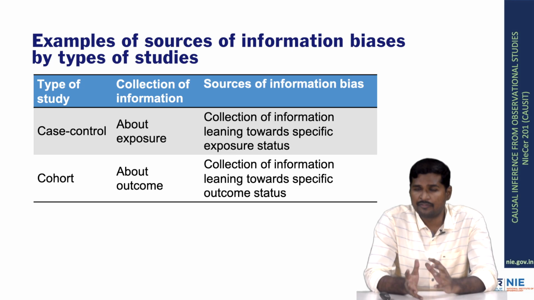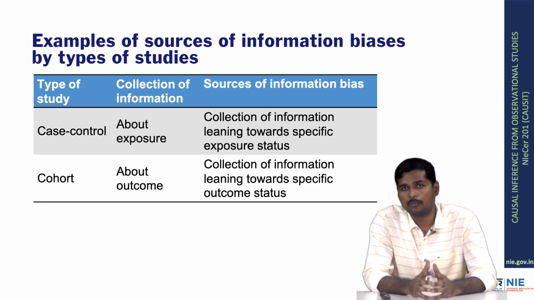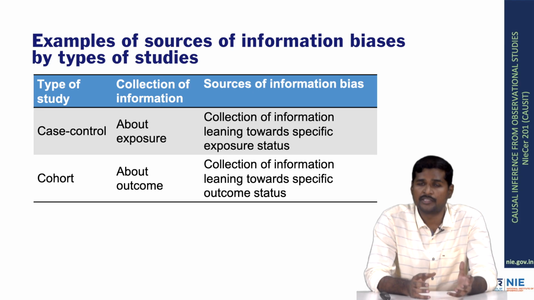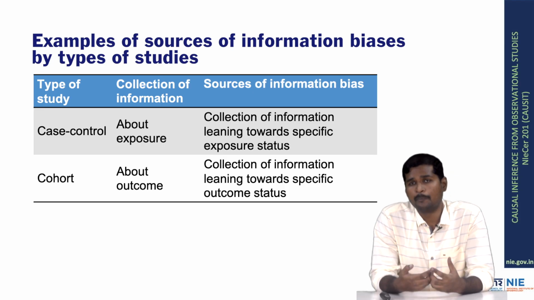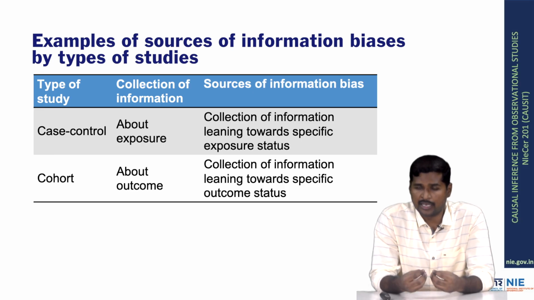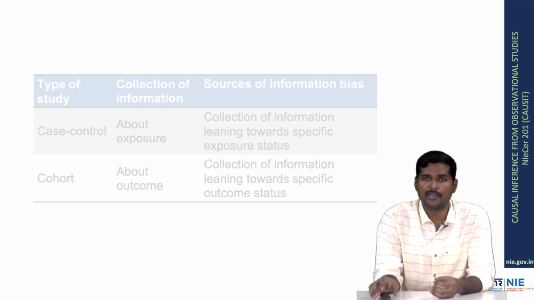So this kind of differential seeking of information between cases and controls is an example of a source of information bias. Similarly, in a cohort study, you are going to collect information about outcomes. And if you know which persons are exposed and which group of persons are non-exposed, you are likely to make more passionate effort to identify outcome in those who have the exposure, whereas you are likely to have a casual attitude towards those persons who do not have an exposure. So if again this is existing in a particular cohort study, then it is likely to lead to information bias.